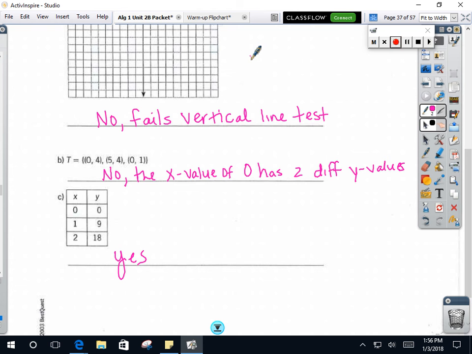Okay, on your assignment sheet, you need to write today's date, and then your homework is page 21 and 22.